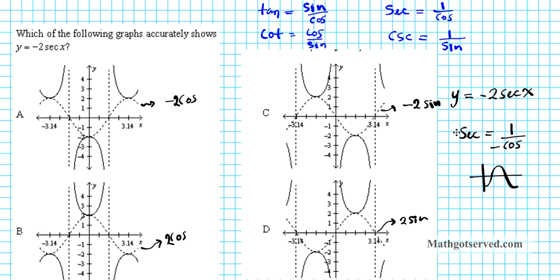Since negative secant is dependent on negative cosine, option A will be our correct answer because it accurately determines where our asymptotes are, which is basically the points where negative cosine x hits the x-axis or has a value of 0. All right, so there you have it.